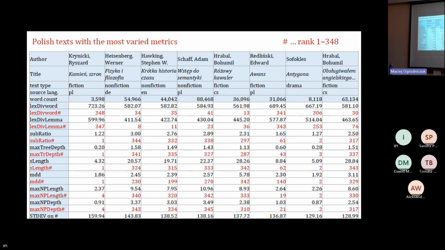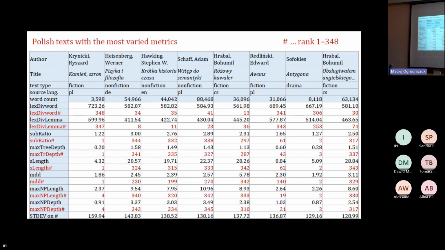Ryszard Krynicki, Kamień, Szron. It is very rich in vocabulary. It is on top in this lexical diversity measure in terms of forms, and nearly the same in lemmas. But all the other measures are very low. I don't know that text, I admit, but you may.